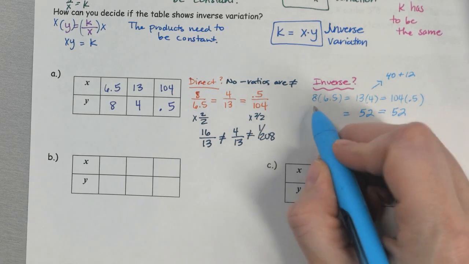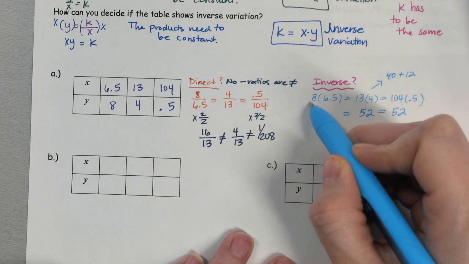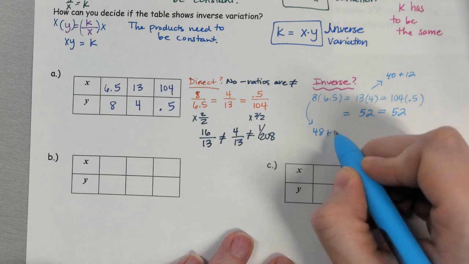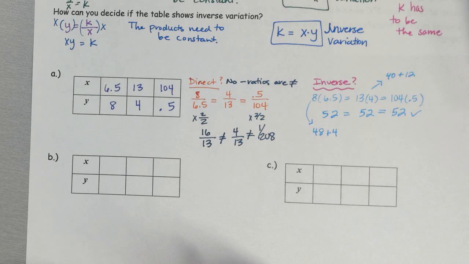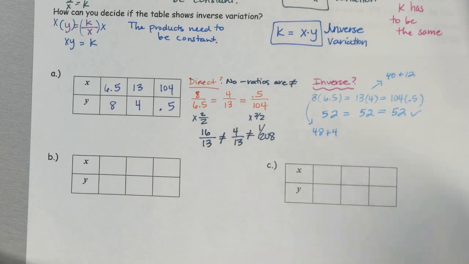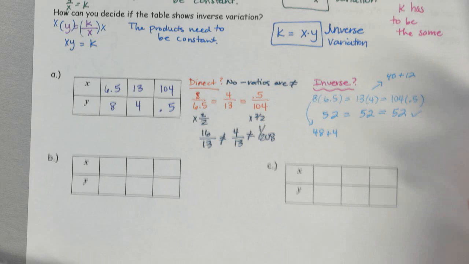Okay, and then remember how we break this up? We do 8 times what first? Yeah, which is 48, and then 8 times a half is, yep. Yay. Okay, so is this going to be inverse? Yes. Okay, and then we're going to write the equation when you have that.